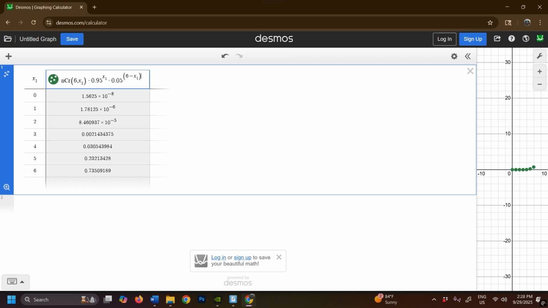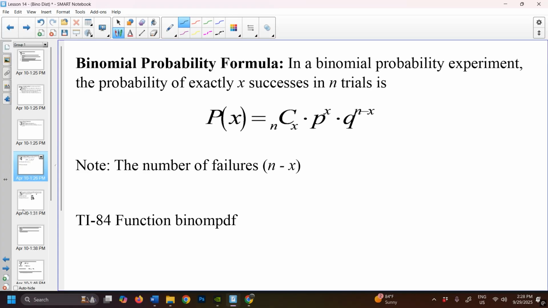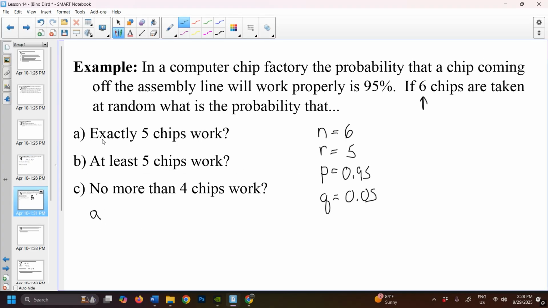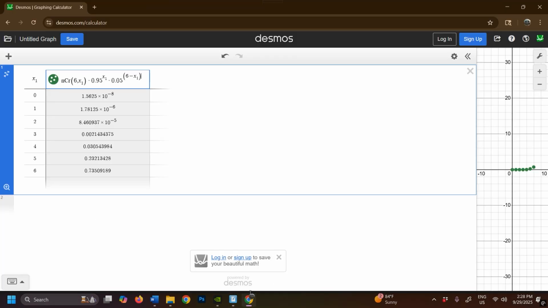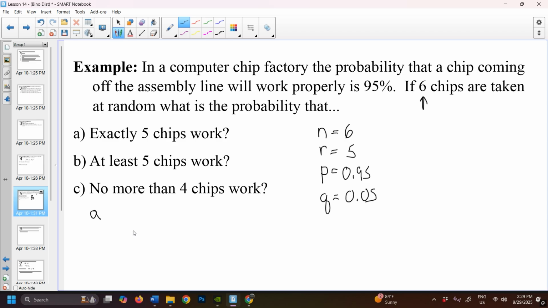All right. So the first question was, part A, we want exactly 5 chips. So I'm going to come down here. Each of these probabilities is exactly that number of chips working. So exactly 5 chips working is 0.232.